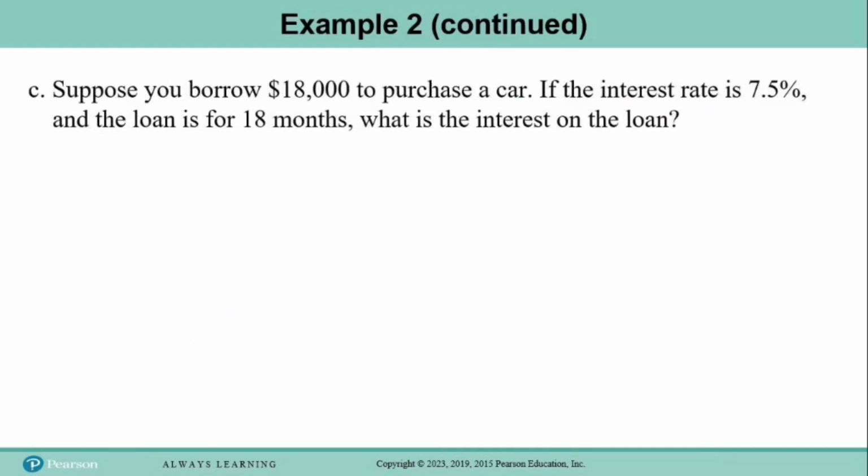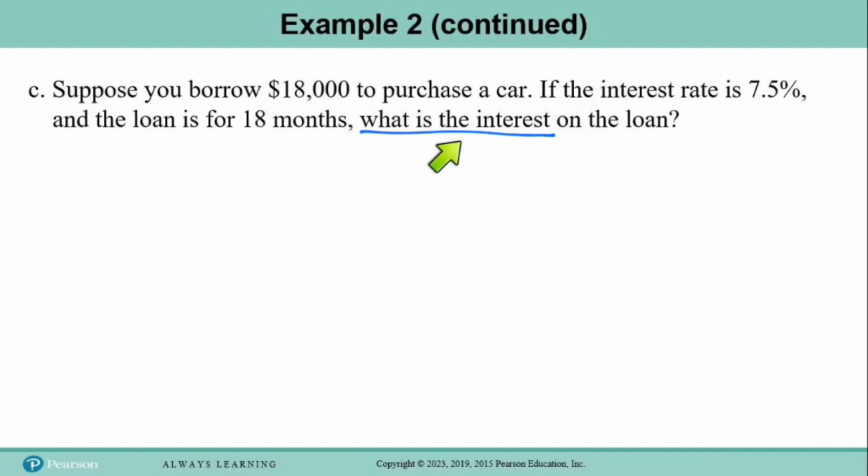And now let's look at part C together. And this will be the first one where they've given us the time in months instead of years. So it says, suppose you borrow $18,000 to purchase a car. If the interest rate is 7.5% and the loan is for 18 months, what is the interest on the loan?